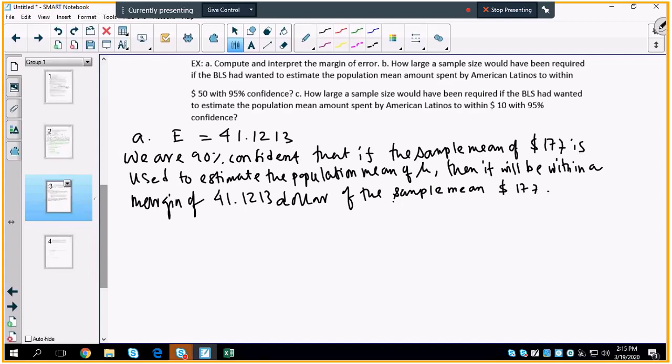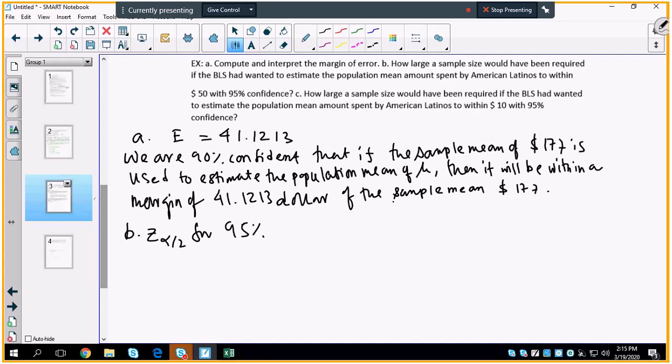Second question, how large the sample size would have been required if the BLS had wanted to estimate the population mean amount spent by American Latinos to within $50 with 95% confidence. So now you want Z alpha over 2 for 95% confidence. So it will be a little changed. So I will not do any work here. I will go to the spreadsheet and change the confidence interval to 95%.